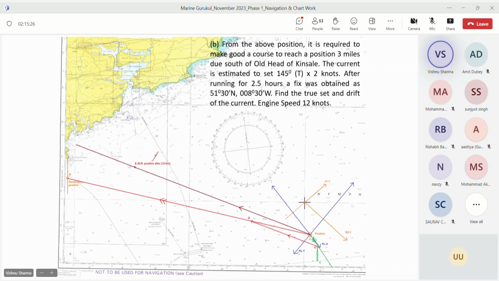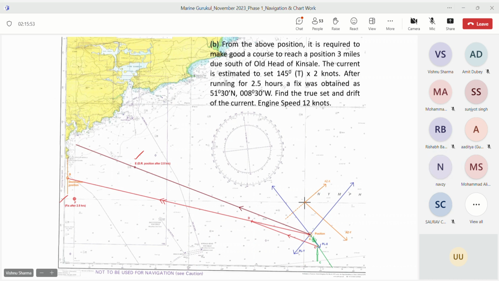And for the same time, the fix is given by way of latitude, longitude. So I can plot that on the chart. This is the fix after 2.5 hours. Yes or no? Yes, sir. See, if there was no current, and if the ship was steering this course and at this engine speed, the vessel should have been at E. Yes or no?